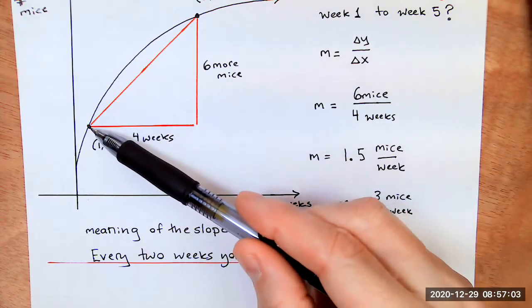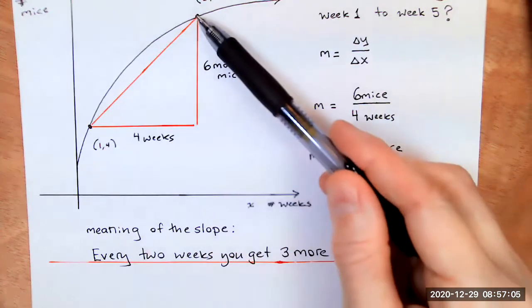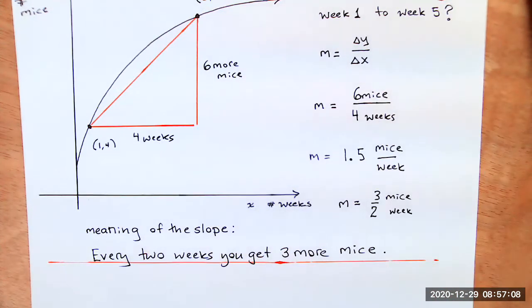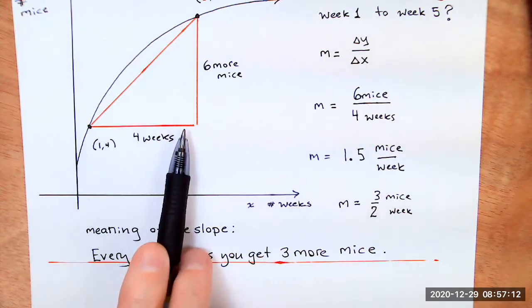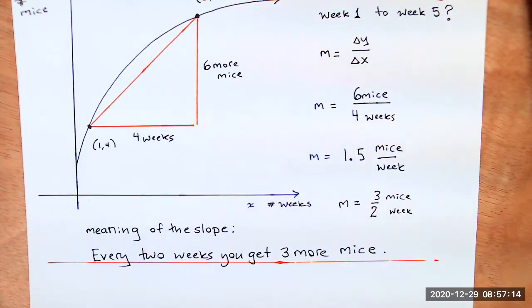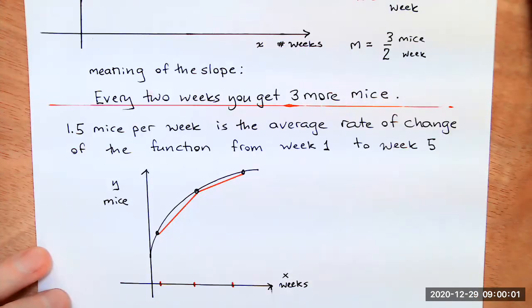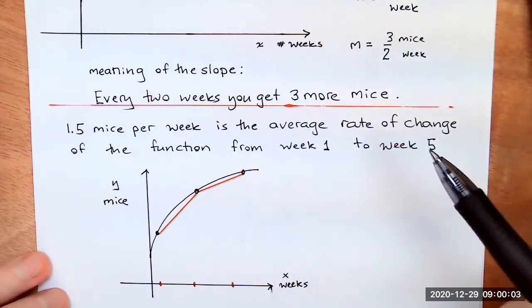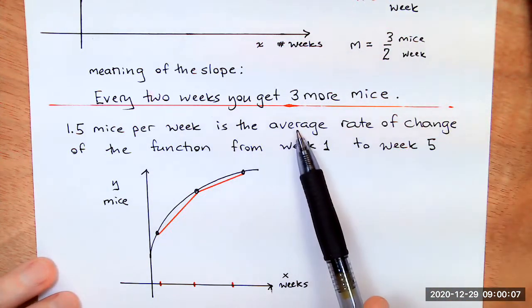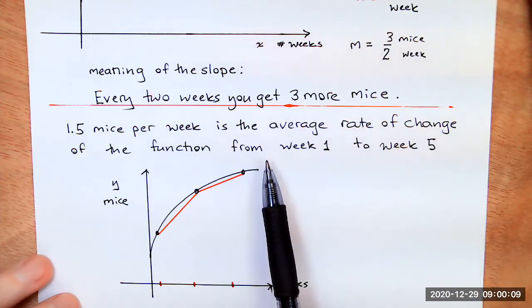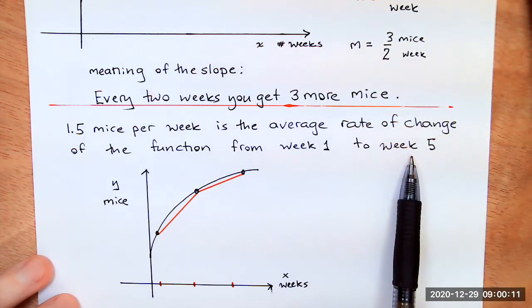And the slope of this line between the 2 points is the average rate of change for that section of the graph. So 1.5 mice per week is the average rate of change of the function from week 1 to week 5.